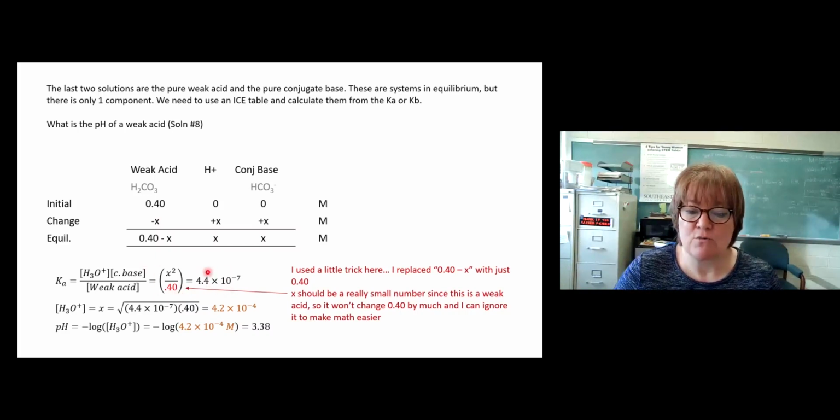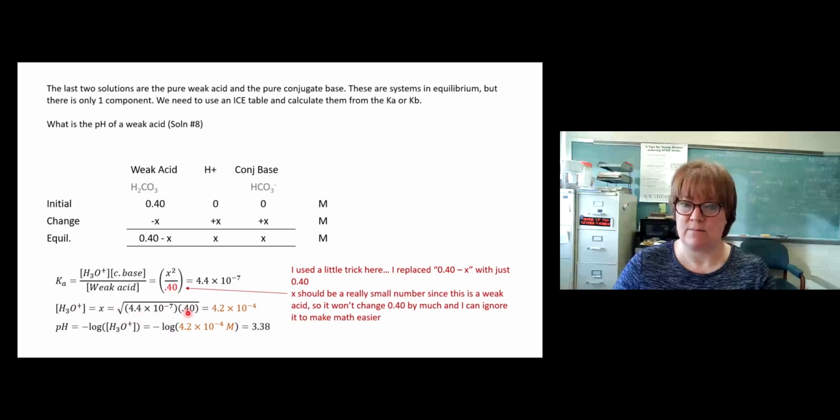Now I have an expression. I also know what the value of Ka is. So I can rearrange it and say that X, which is the hydronium ion concentration that I'm trying to find, is the square root of the Ka times the initial concentration. I get a number of 4.2 times 10 to the negative 4, take the negative log of it to get pH. I get 3.38.